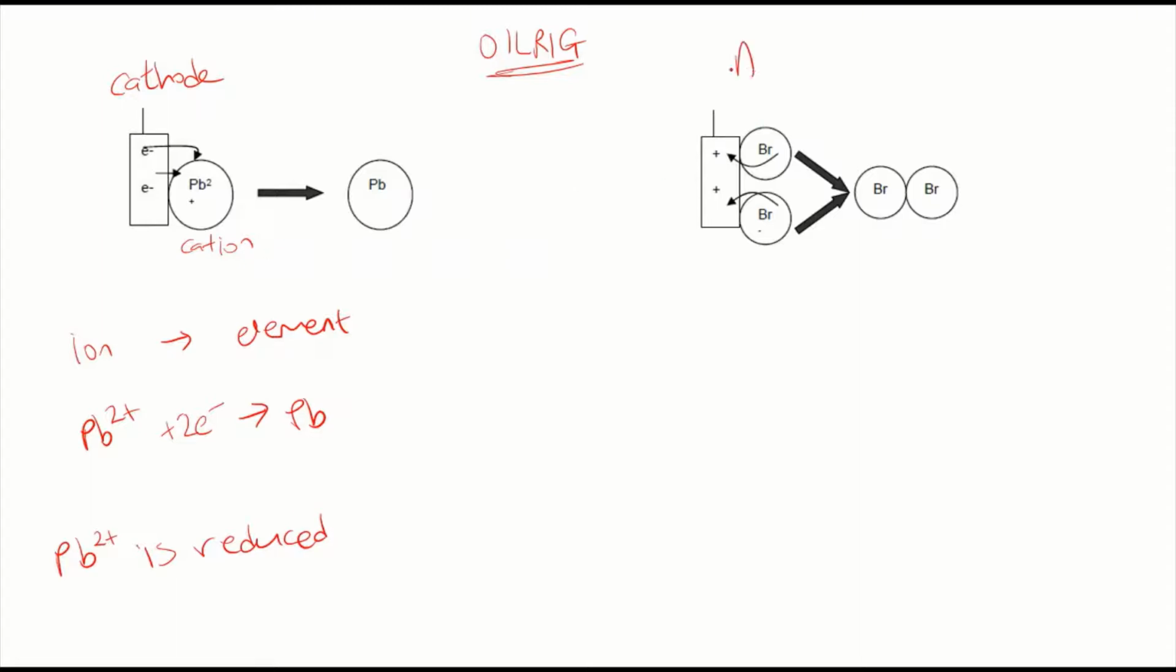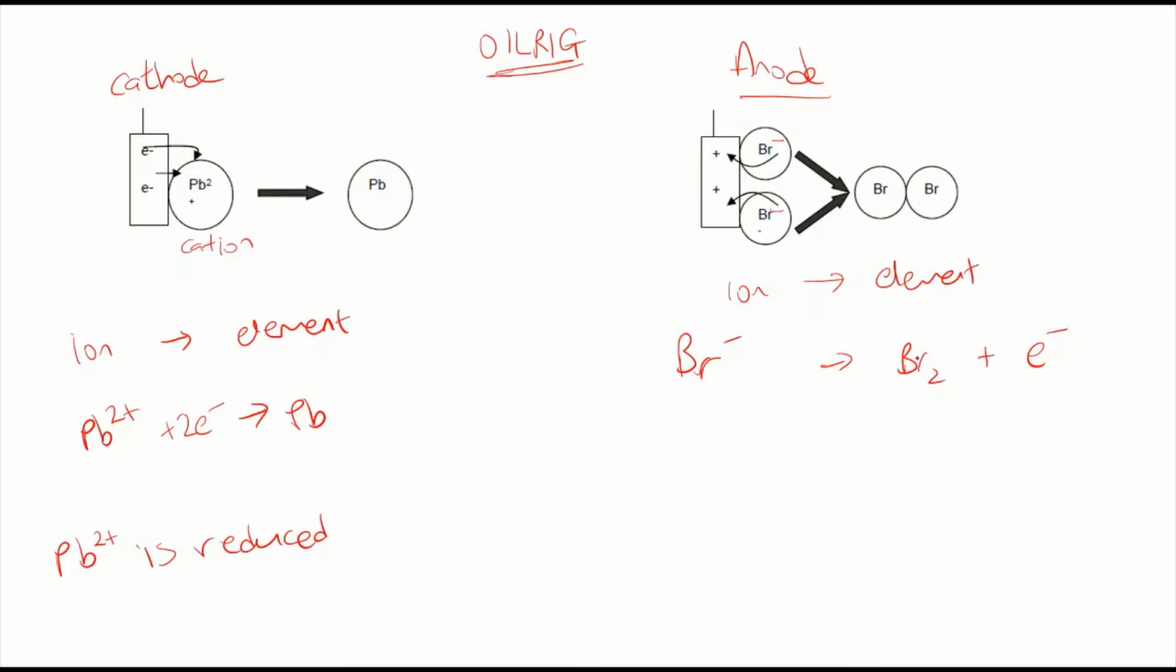Then at our anode, we've got our anions, which are Br-, coming over here, and they donate their electrons. It's like they have an extra electron already. They've gained that electron when they formed an ion. So when they want to go back to an element, they need to get rid of that electron. So they're going to Br2 + e-.